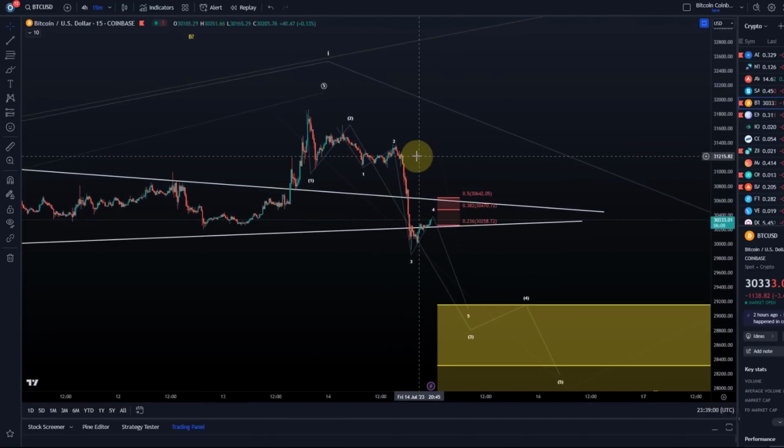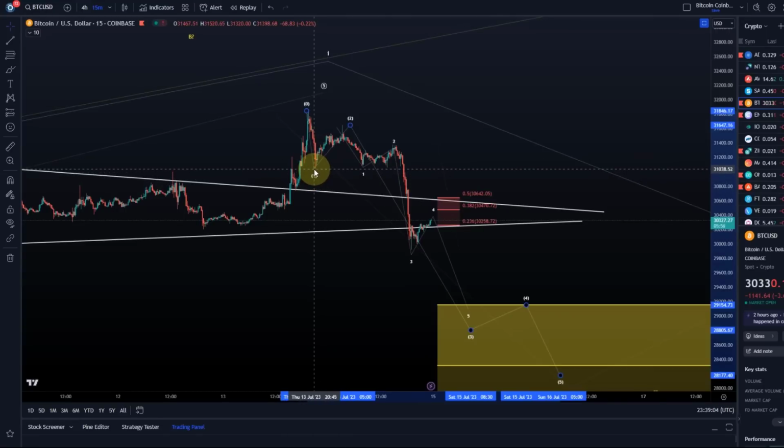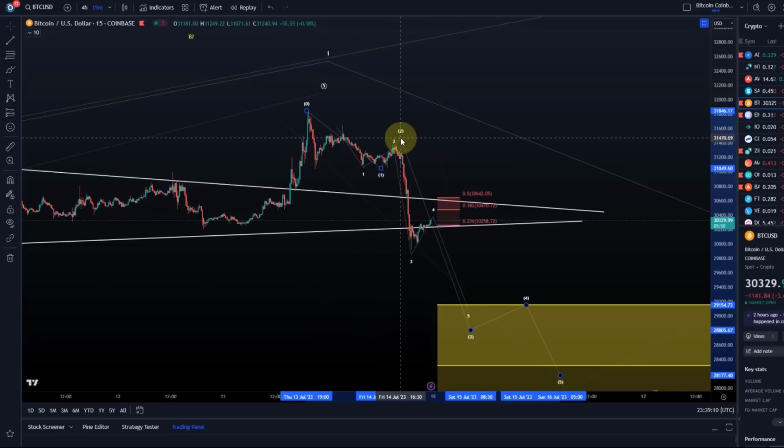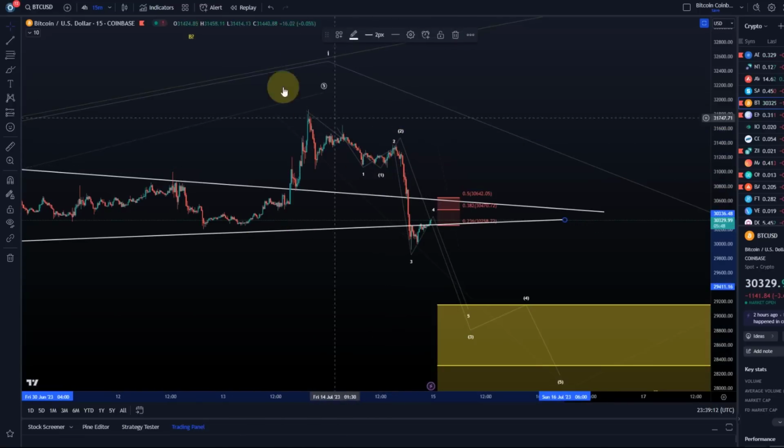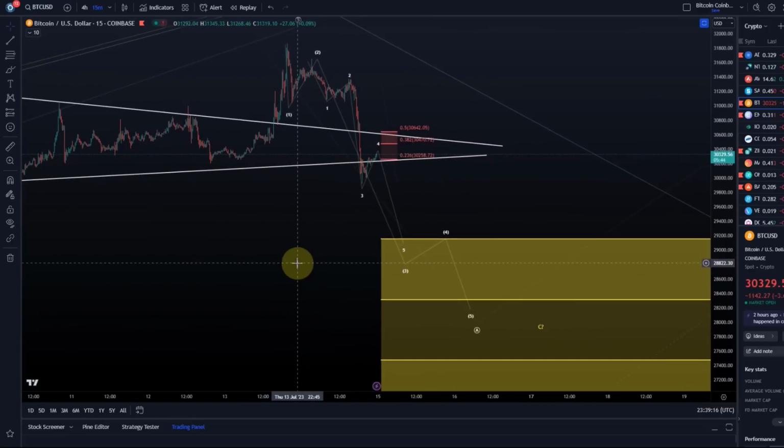Now, this is where a little bit of uncertainty comes in, because it could be that we don't have a 1-2-1-2 setup, but that I in fact put the wave 1 here. We had only a tiny wave 2, and this was a leading diagonal. But again, in the short term, it doesn't matter, because there is no way to 100% know.